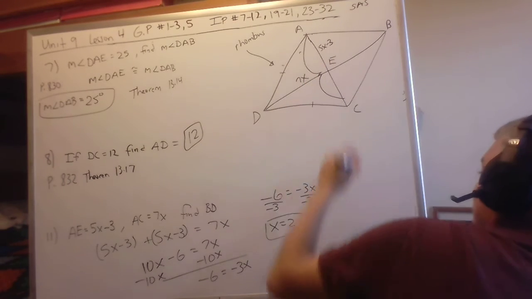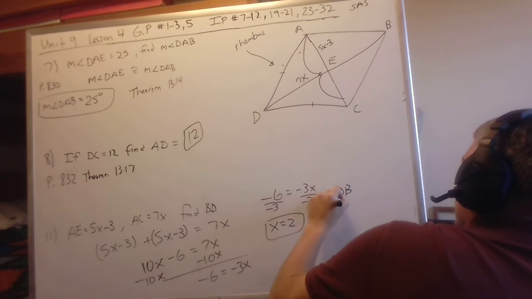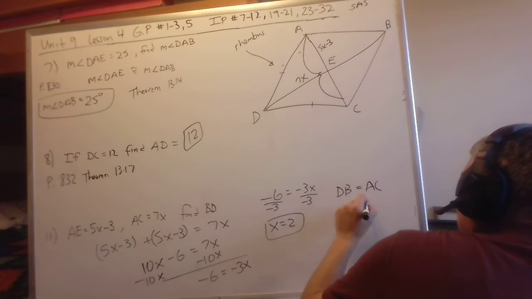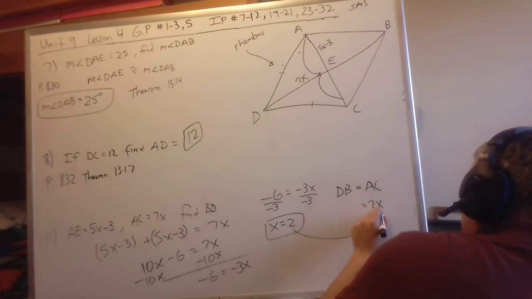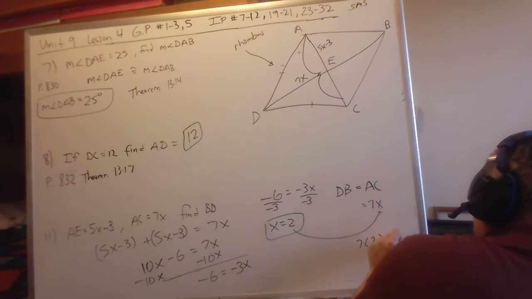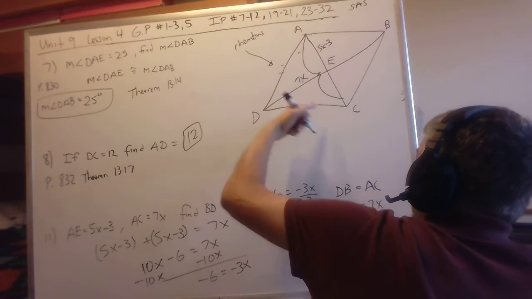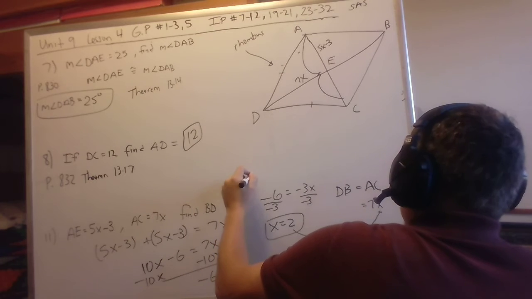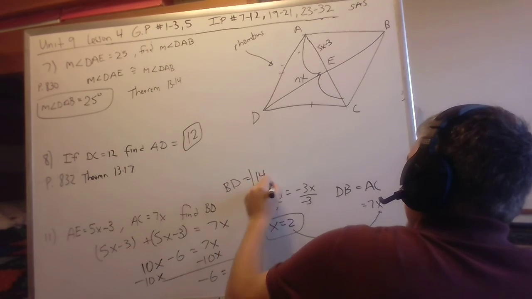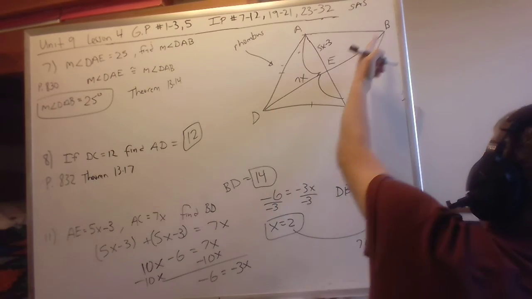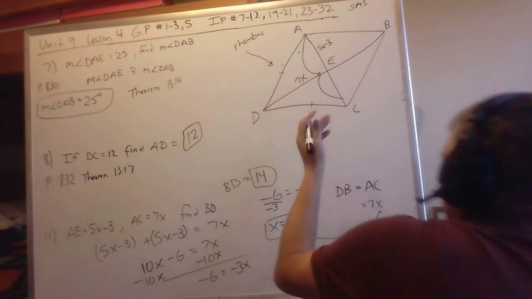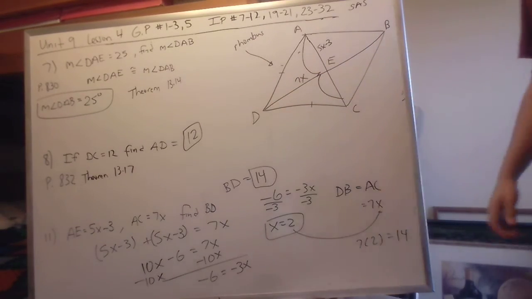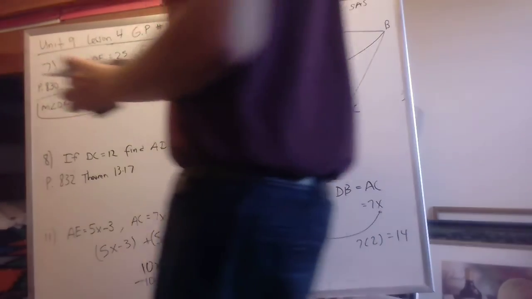The length of DB is going to equal the length of AC. And since AC equals 7x, we're just going to plug this value in for x. We're going to have 7 times 2 equals 14. So the length of both the diagonals, AC and DB or BD, is equal to 14. And I know I put DB because I just went D to B, but it wants BD, which is the same thing. I just wrote it going from here to here instead of like that. So that would be the length of the diagonal.